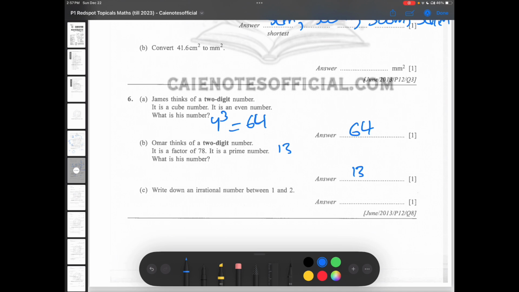Next, we have to write down an irrational number between 1 and 2. So when you have to do these kind of questions, what you do is just take the square of 1, square of 2. Now take any number between 1 and 4 and put the square root above it. It could be square root 2, it could also be square root 3. So it's up to you what you write. Square root 2 or square root 3, both of them are correct, and these are irrational numbers. And for those who don't know what irrational numbers are, it means non-terminating and non-recurring decimal numbers.